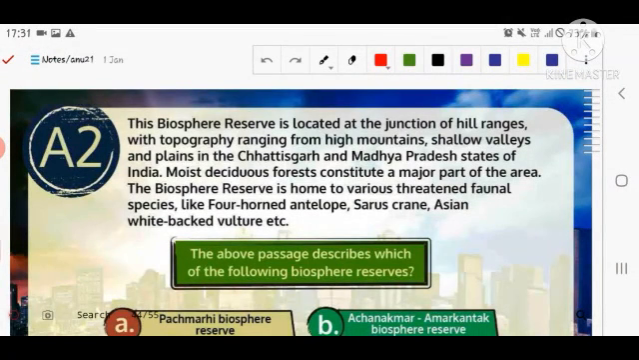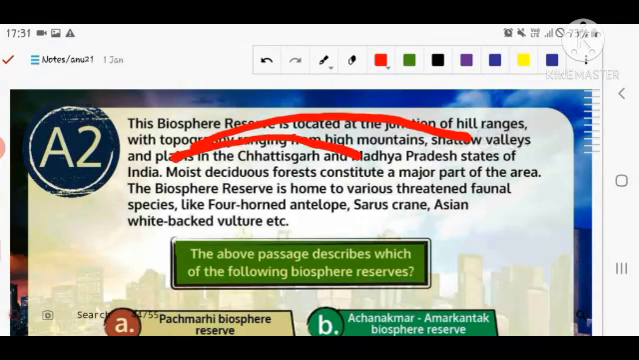The Biosphere Reserve is located at the junction of a hill range with topography ranging from high mountains, shallow valleys, and plains in the Chhattisgarh and Madhya Pradesh states of India. So that hint itself is given: Chhattisgarh and Madhya Pradesh. Panna is basically found in Madhya Pradesh, not Chhattisgarh. And Panchmarhi, I think, is in Madhya Pradesh, and Simlipal is in Odisha. So if you know that hint, you can give the answer here.